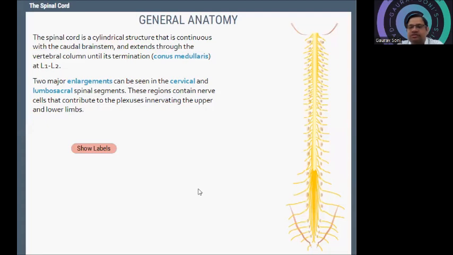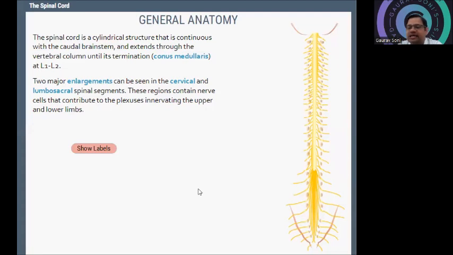So first of all, looking towards the general anatomical part. So what is spinal cord? Spinal cord is the part of central nervous system which is actually enclosed in the vertebral column. So it is a cylindrical structure that is continuous from the caudal brain stem and extends through the vertebral column until its termination, that is called as conus medullaris at the level of L1 and L2.